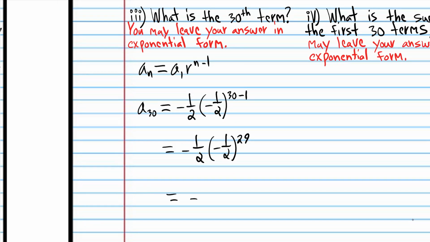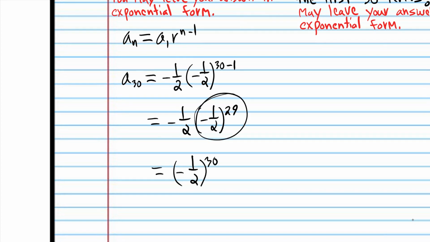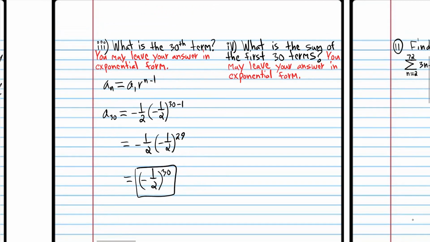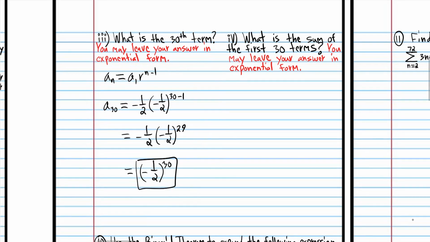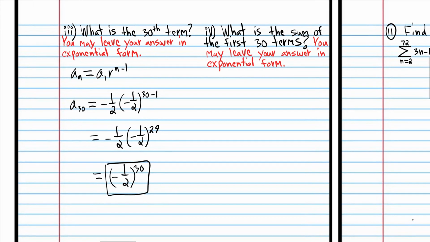So that becomes -1/2 to the 30th power, because you have 29 -1/2s, and you're multiplying by one more, so you get -1/2 to the 30th, and we're just going to leave it like that. Notice it says up here, you may leave your answer in exponential form. That's because this number is so small that it's better to just write it in exponential form.